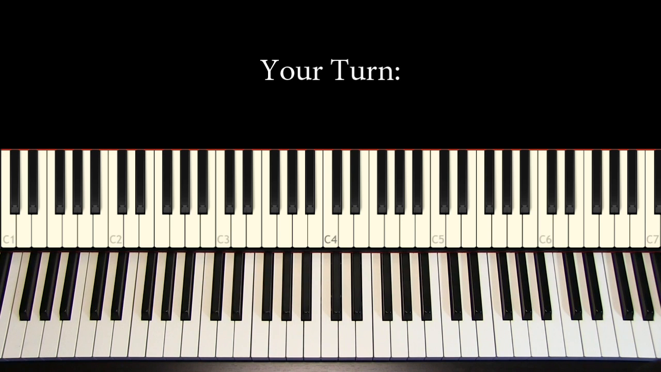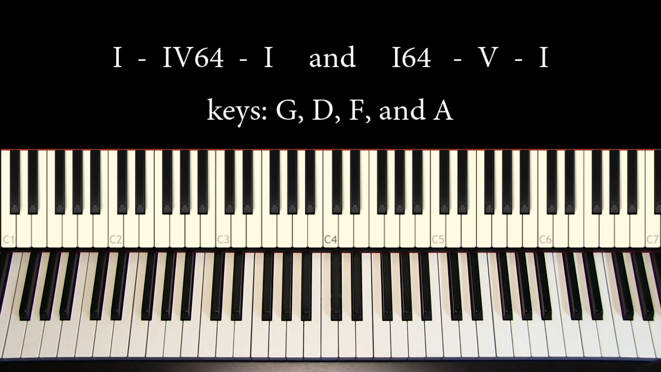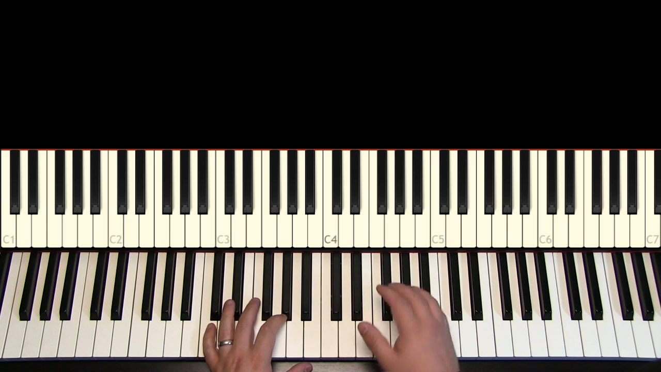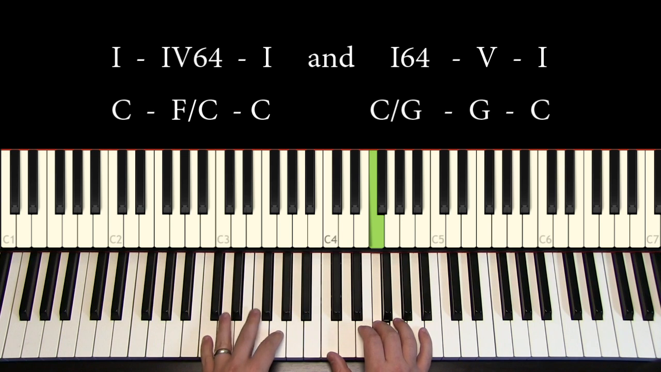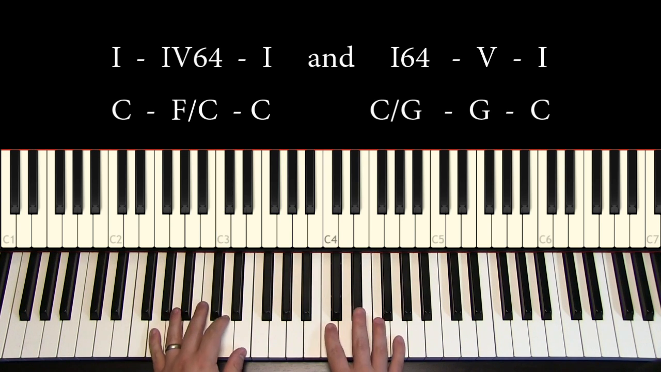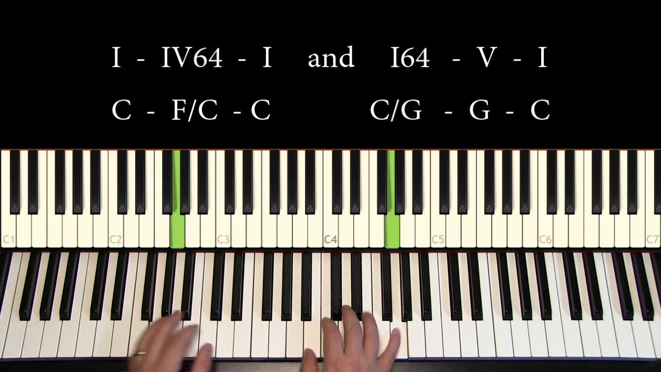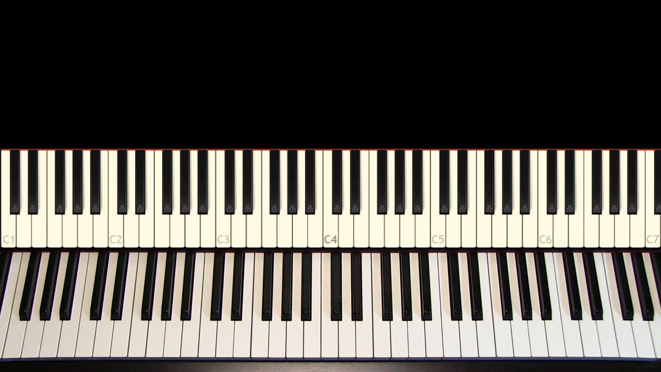Okay, it's your turn. Play the 1, the 4, 6, 4, and the 1. By the way, the 6, 4 just means second inversion. So play the 1, the 4 in second inversion, and the 1. And then play the 1, 6, 4, the 5, and the 1 in the following keys: G, D, F, and A. So again, to demonstrate in the key of C, the 1, the 4, 6, 4, and the 1, and then the 1, 6, 4 to the 5 to the 1. Play that in G, D, F, and A.